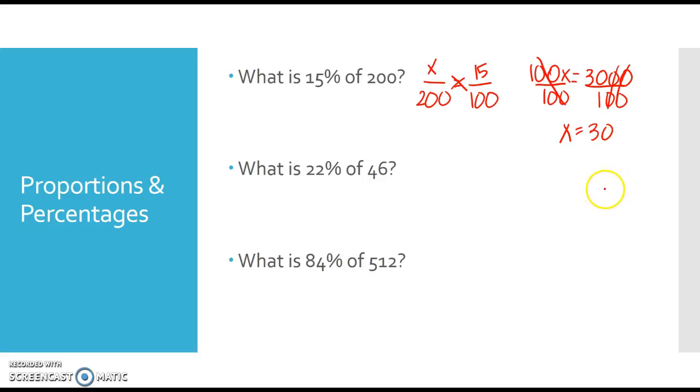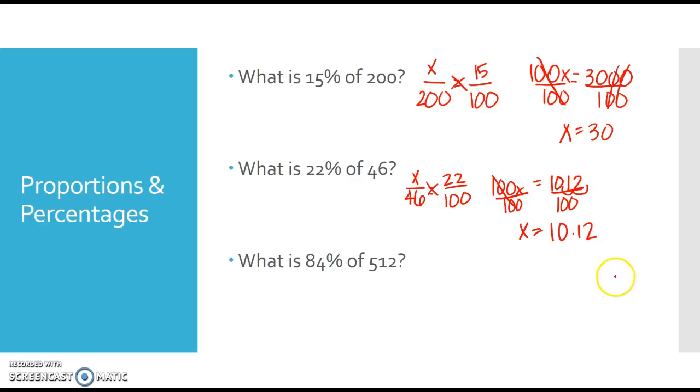All right, we want to find 22% of 46. So I'm going to say x over 46 equals 22 over 100. Cross multiply. So 100x equals 46 times 22, which is 1,012. I'm going to divide by 100. Easy trick: anytime you divide by 100, you just move your decimal place 2 to the left. So it goes from here to here. So x equals 10.12. So 10.12 is 22% of 46.